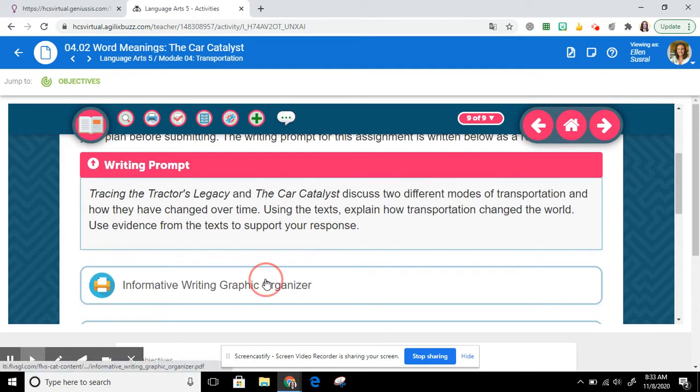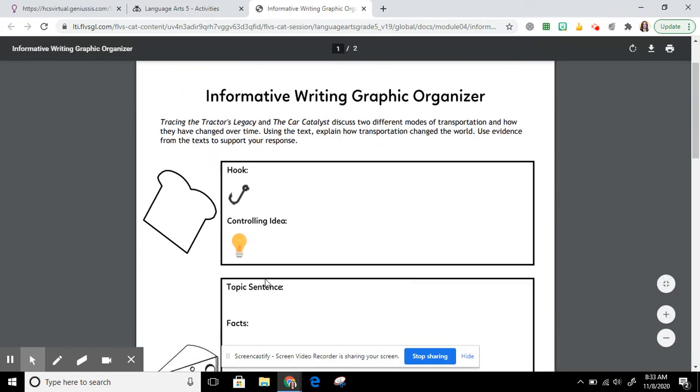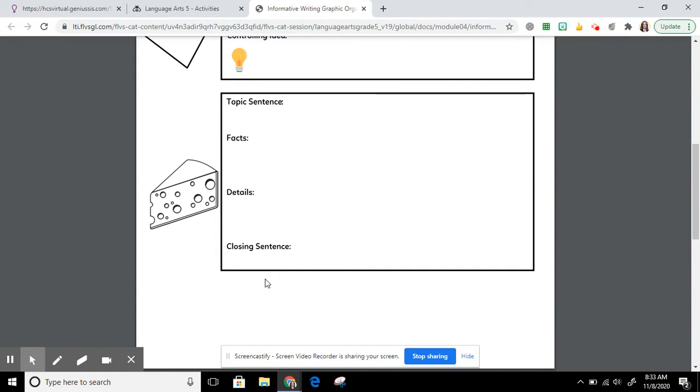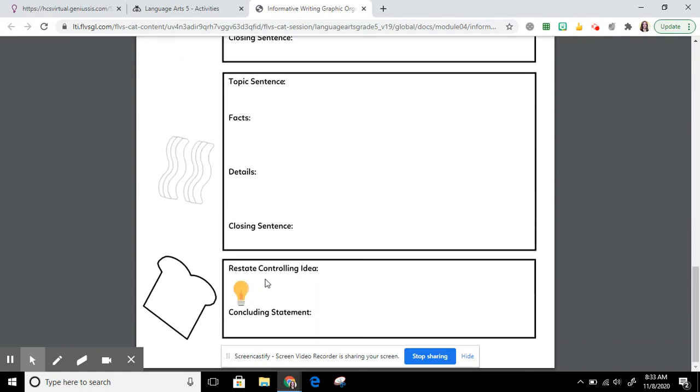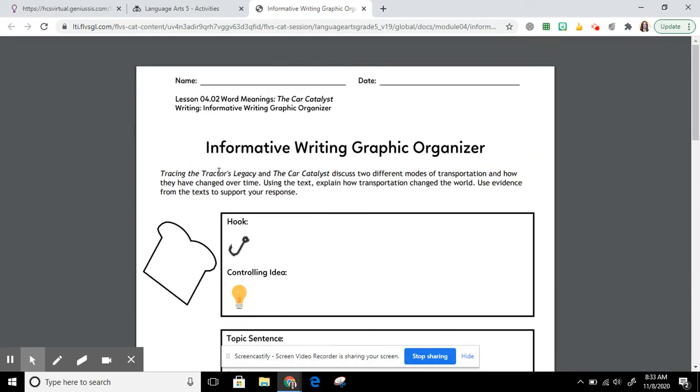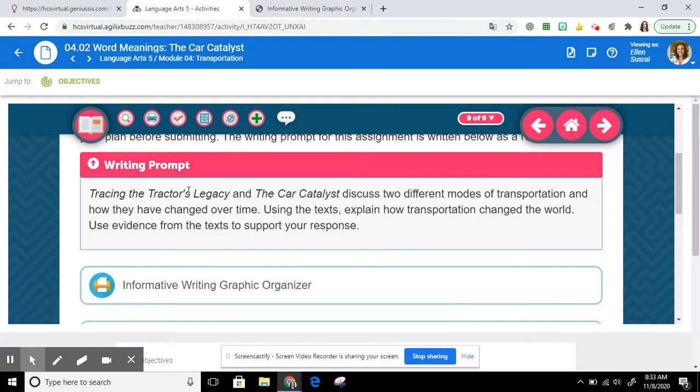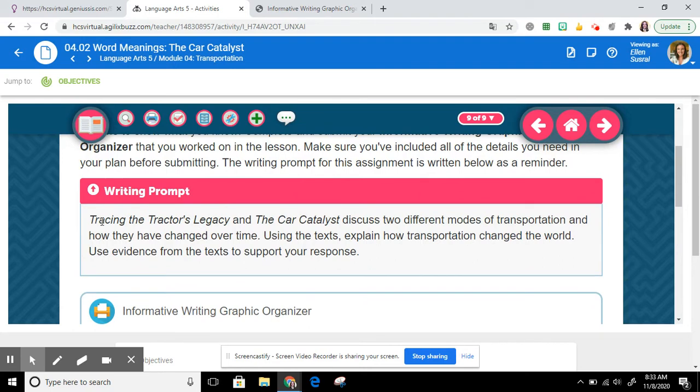And then you've got your graphic organizer here at the bottom. And it is a 2-page graphic organizer, and this needs to be completed fully. Both pages need to be completed. Okay, now let's go back to the What's My Assignment page and look at the writing prompt. The writing prompt mentions 2 stories, Tracing the Tractor's Legacy and The Car Catalyst. So you've got 2 stories that you're going to be using in order to complete this graphic organizer.